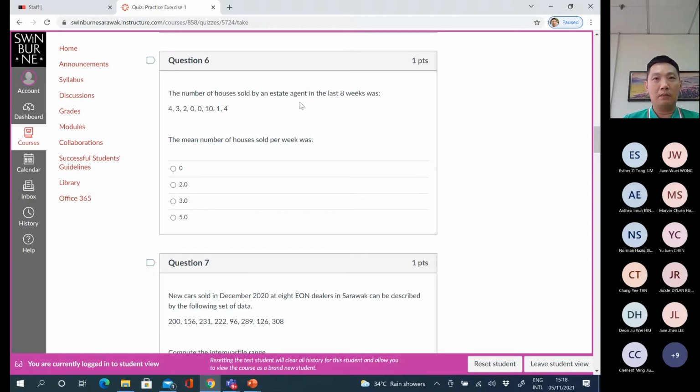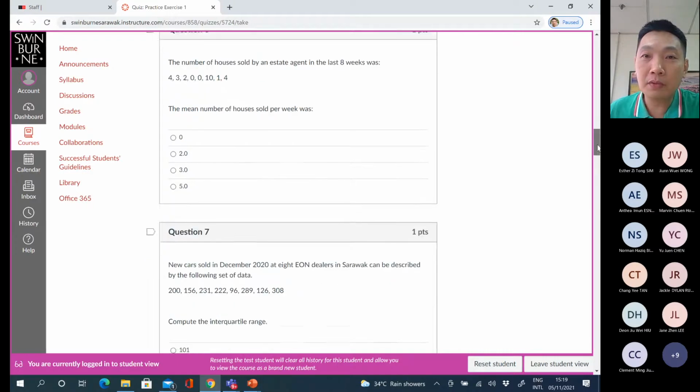Ungrouped or group? Question 6. Anybody can help? It's good that you ask the question, otherwise we would use the wrong formula. Ungrouped, correct. Ungrouped data, right? So for question 6, you have to use the ungrouped data formula. Okay. Question 7.